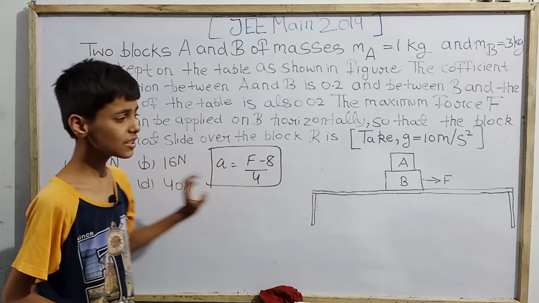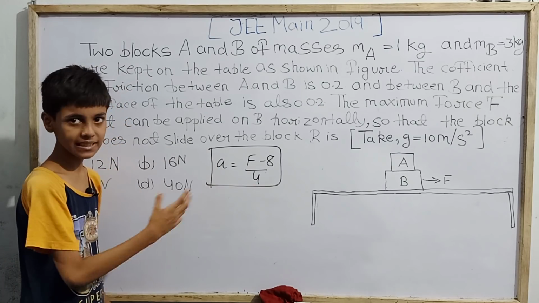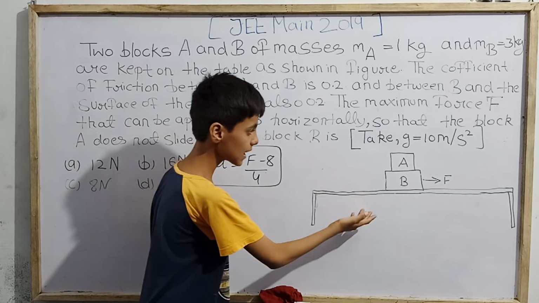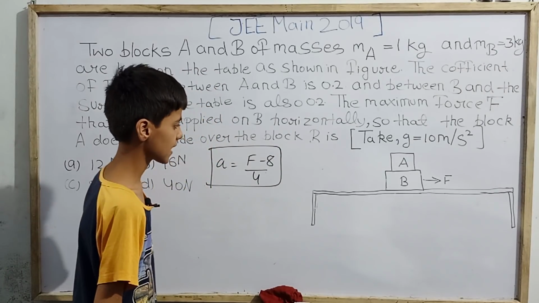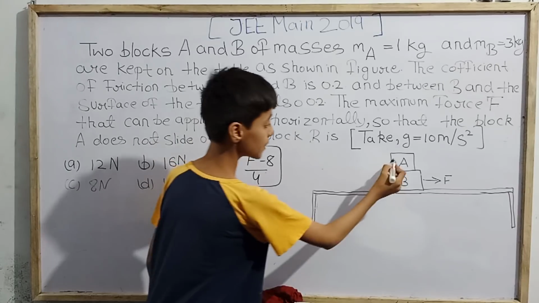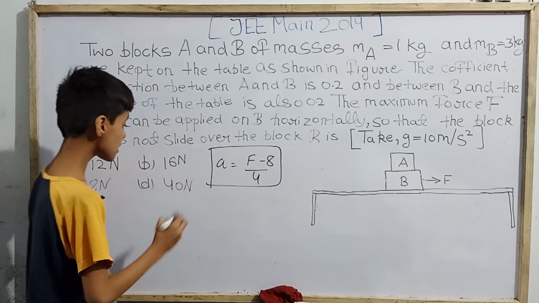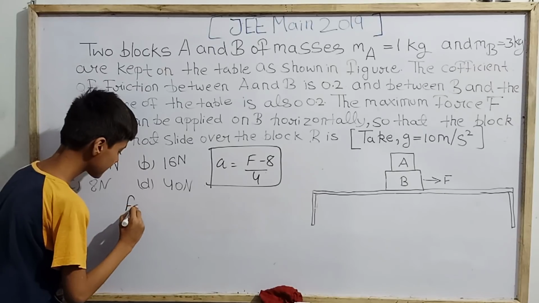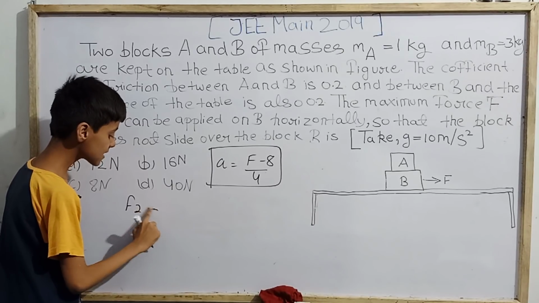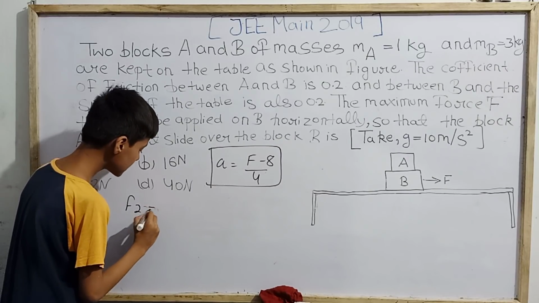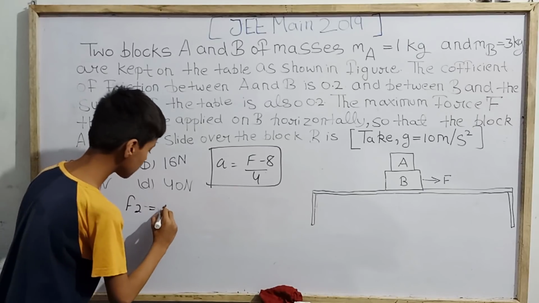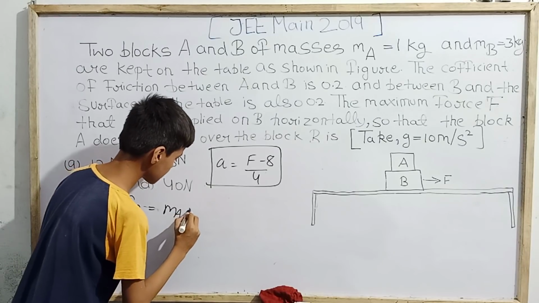So any magnitude of F2, just like that last time frictional force F we had taken, this time let us take F2, which will be acting between A and B. So F2, what we can write? F2 is equal to, now this is also a force, and according to Newton's second law of motion, force equals mass times acceleration.